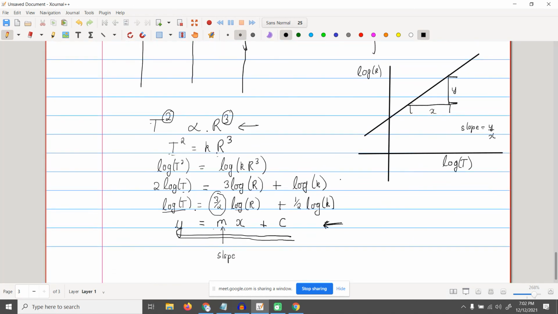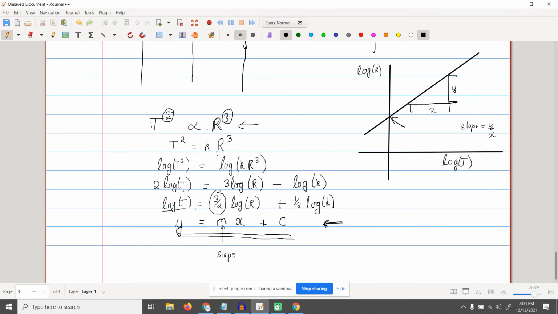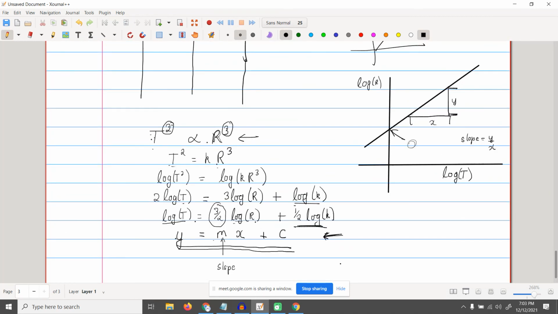Okay, so that's how we know that we have to raise r to the power of 3 and t to the power of 2. So t square is proportional to r cube. It comes from this. This intercept over here will tell you the constant of proportionality, half log k. So when log of r is equal to 0, then log of t will be equal to log of k, whatever it is, you'll get this proportionality constant. Okay. So this is how Kepler came to know that t square is proportional to r cube.